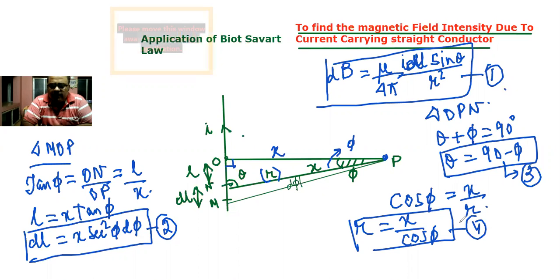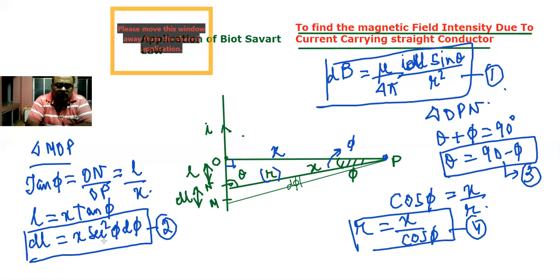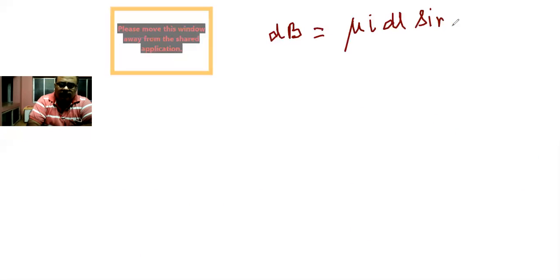So what I will do now, I will replace this dl over here. I will replace this theta over here, and I will replace this r over here. So from equations 2, 3, 4, we'll replace the values in equation 1. So what shall we get, children? Let me just turn the page. Once again I'm writing dB equals, we have already been mu I dl sine theta divided by 4 pi r square.